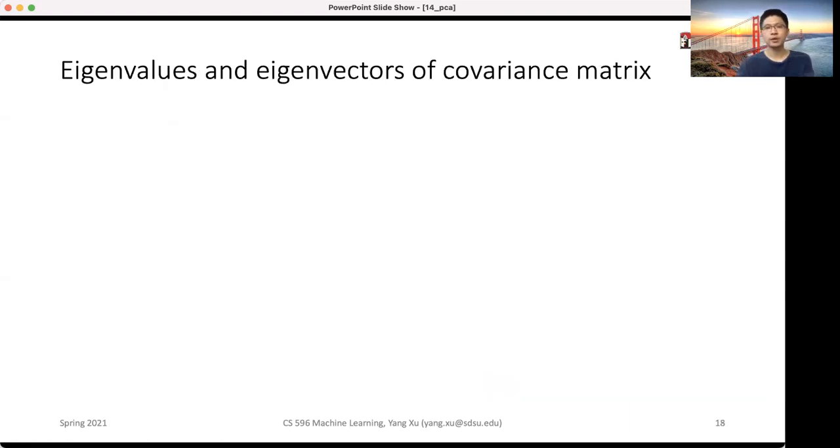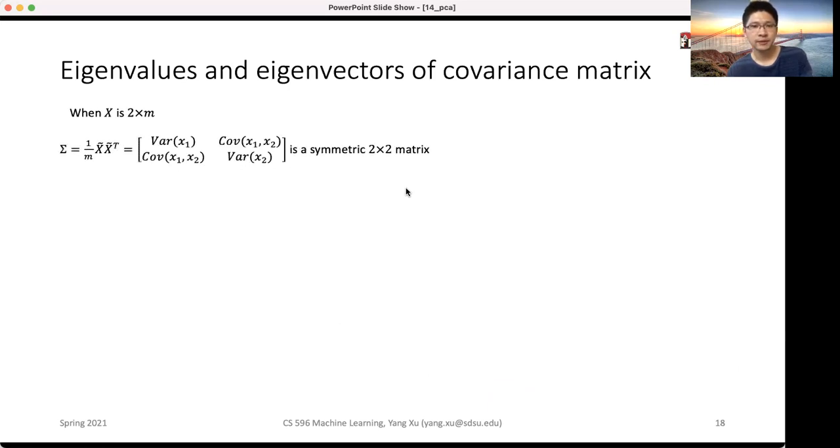Okay, so let's further look at the computation. Say we have a data set X with dimensions 2 rows by m columns, and if we compute x tilde times x tilde transpose, this will be a 2 by 2 matrix, because the m dimension in the middle is eliminated. Which means there are 2 eigenvectors and eigenvalues.